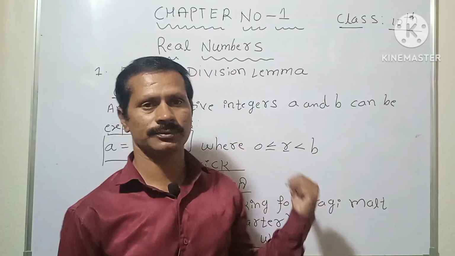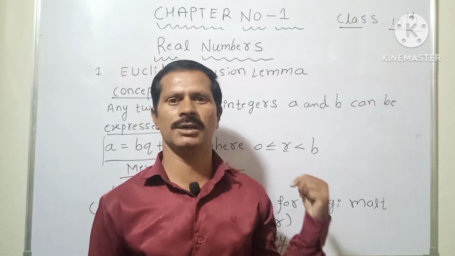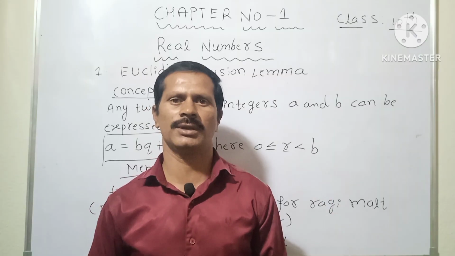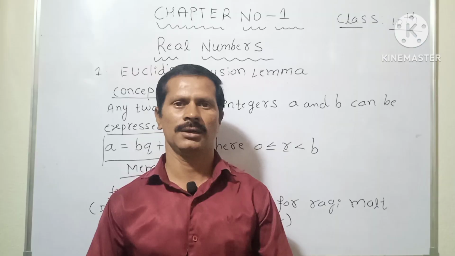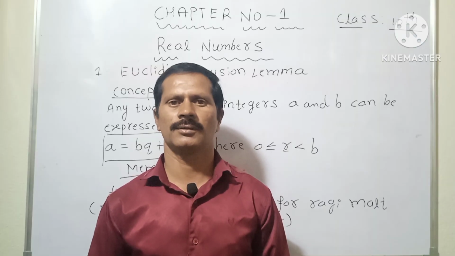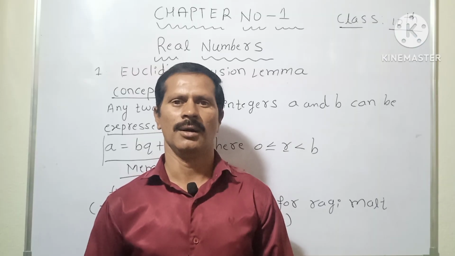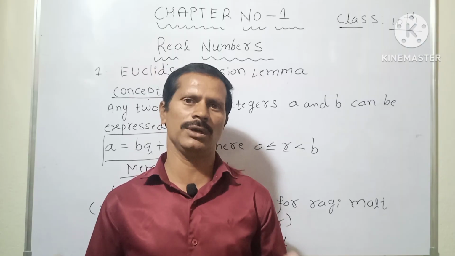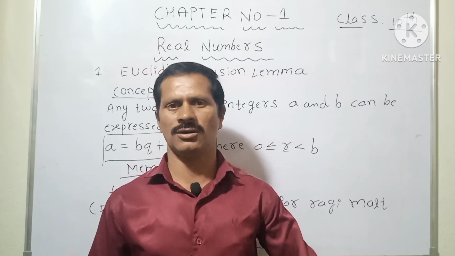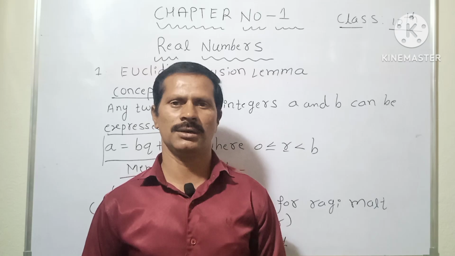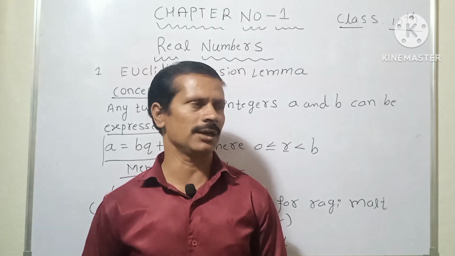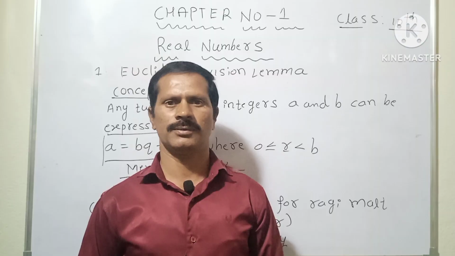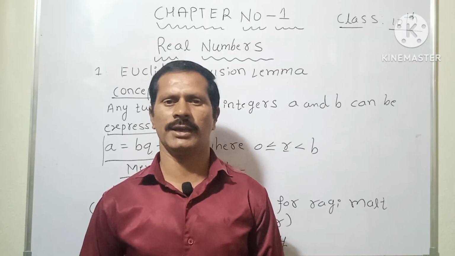Next, the second concept. In total this chapter has 7 concepts. First you have to be clear on the concepts, then we will go for the exercises. First remember the main concept, and only then understand the math. First, the concept is important. Now we will go to the next point, the second point.